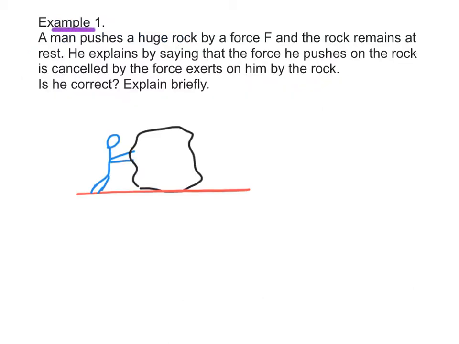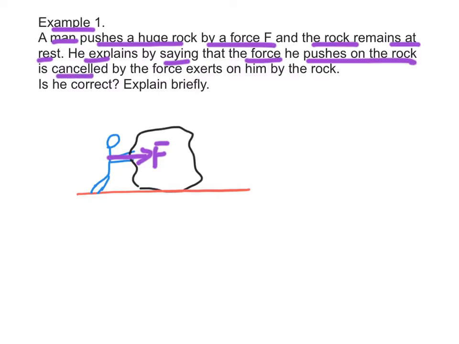Example 1. A man pushes a huge rock by force F, and the rock remains at rest. He explains by saying that the force he pushes on the rock is cancelled by the force exerted on him by the rock, F'. Is he correct? Explain briefly.